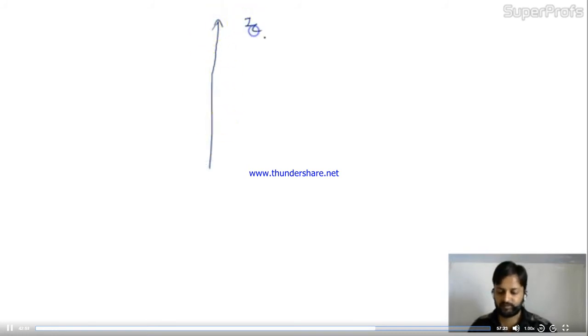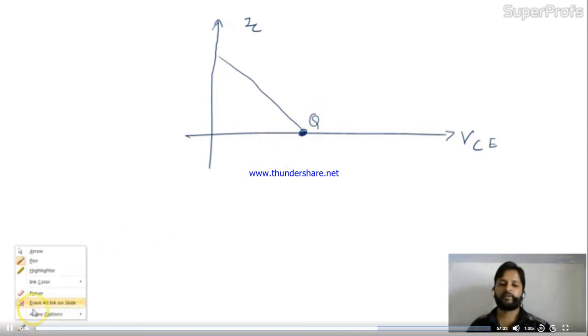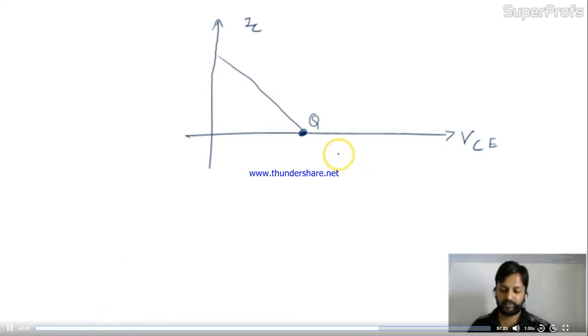This is IC and this is definitely VCE. Okay, and let's take the direct load line. I have taken the load line. Where will be the Q point? Definitely over here, because this is the B in we are talking about. Okay, Q is selected. No problem at all.